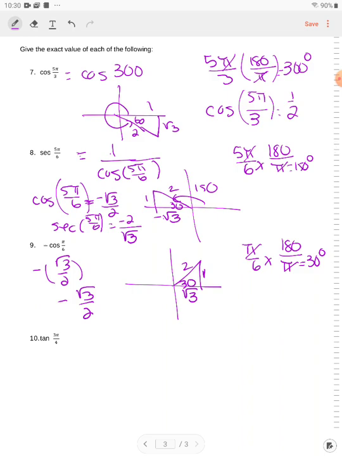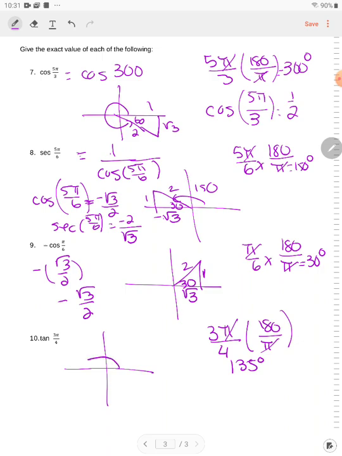Okay, last one is tangent. So let's go ahead and convert that. So we have 3 pi over 4. Notice the pi over 4s are converting to 45-degree angles. That's 135 degrees. What I should have said was a reference angle of 45. So this is 135. This is 45. So opposite 45 is 1, 1, root 2.